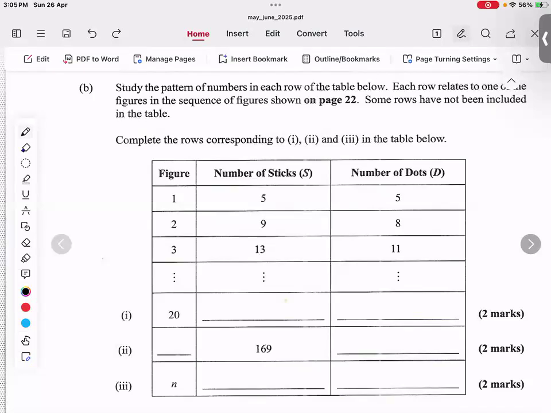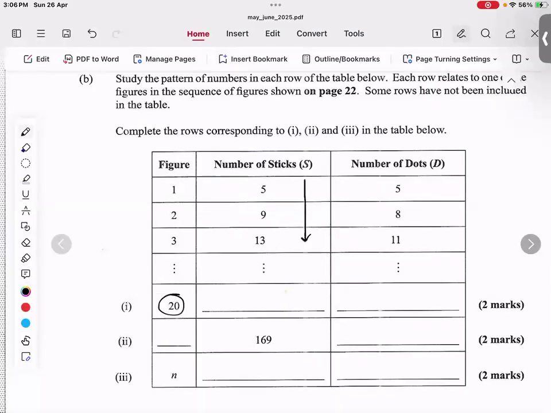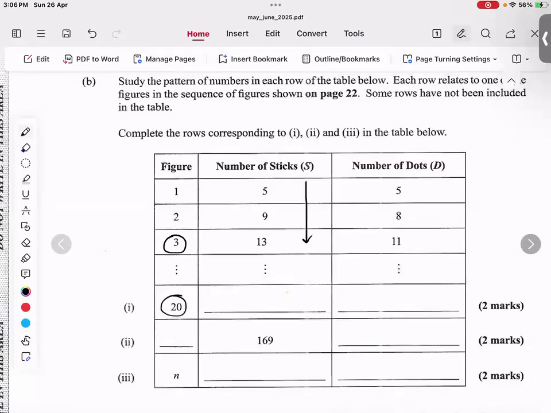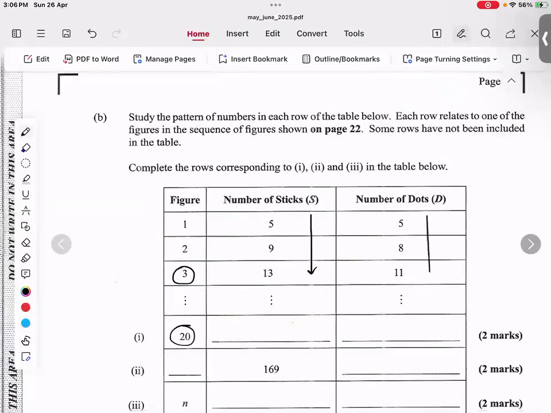So we want to know what the 20th figure would have. Do you see a pattern between these numbers coming down? They go up by 4. But you have all of the numbers missing between 3 and 20, on both sides. One column goes up by 4 and one goes up by 3. Okay, so that is one pattern.